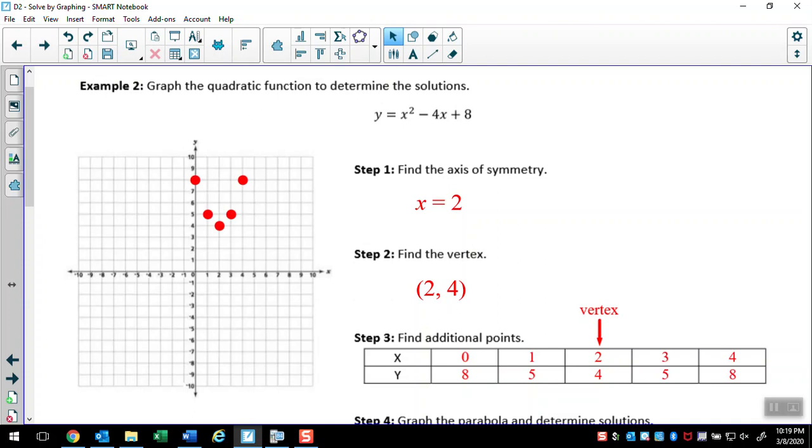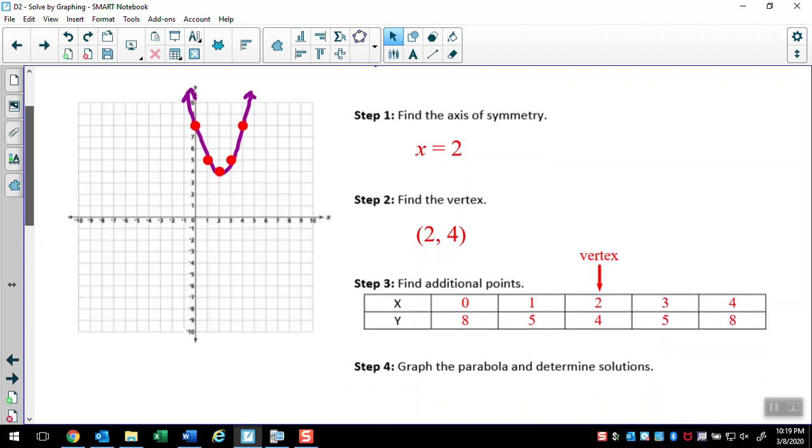So there's all of my points graphed, and then we can draw in that parabola. I tried to hand draw it in. I'm getting a little better at hand drawing them in on the computer. It's not very easy.